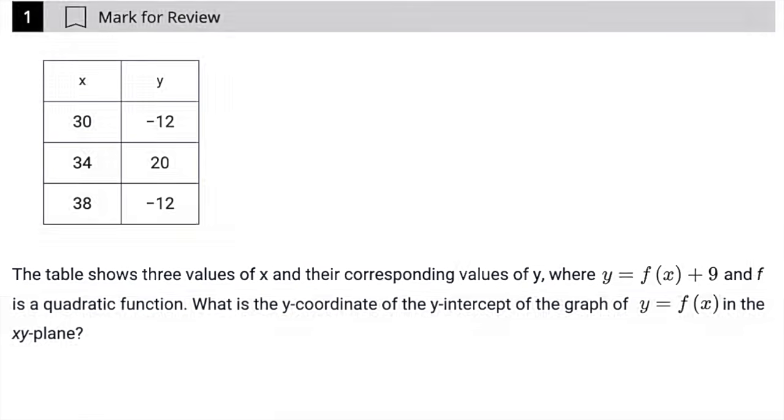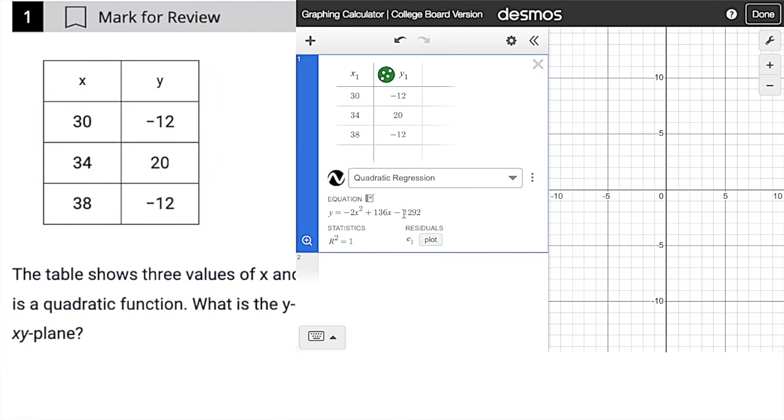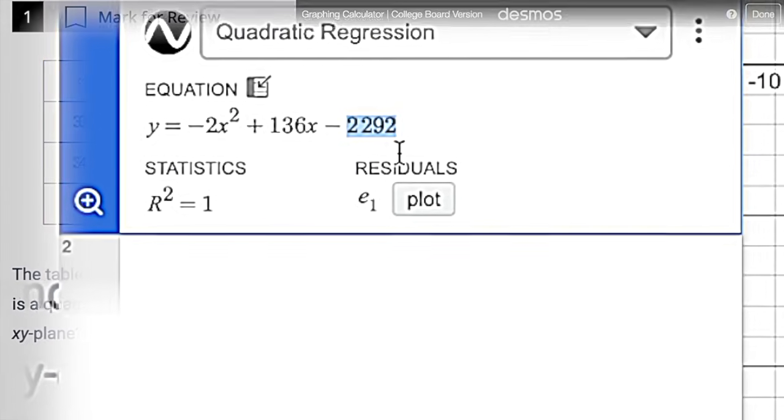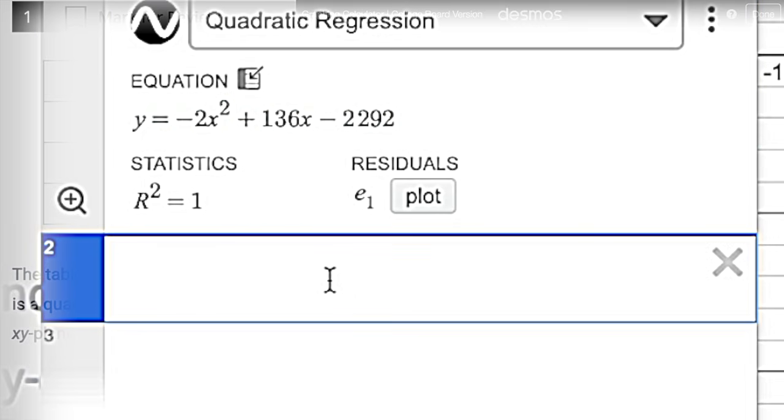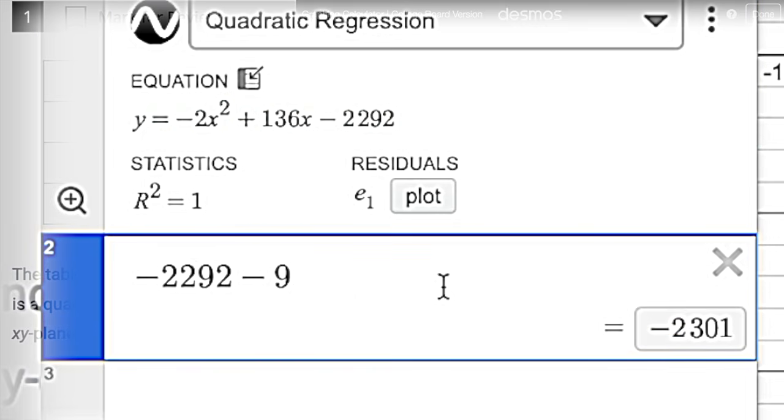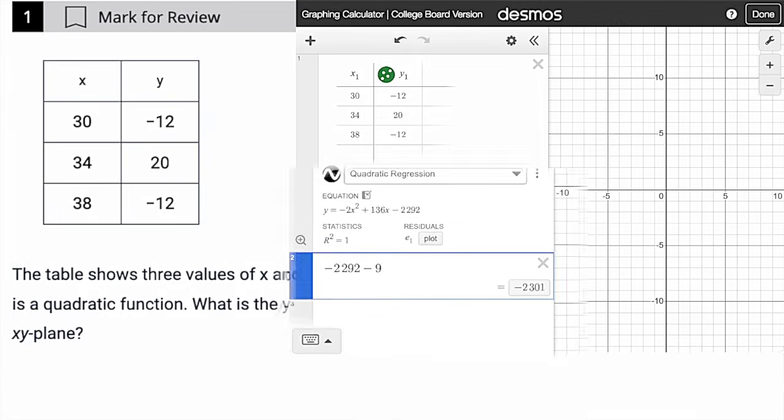So our y-intercept for this is negative 2,292, but that is if we add 9. So in order to reverse that, we're going to subtract 9. And if you're scared of making a mistake, you'd always just type your number here, minus 9, and get your answer, negative 2,301, which is indeed our answer.